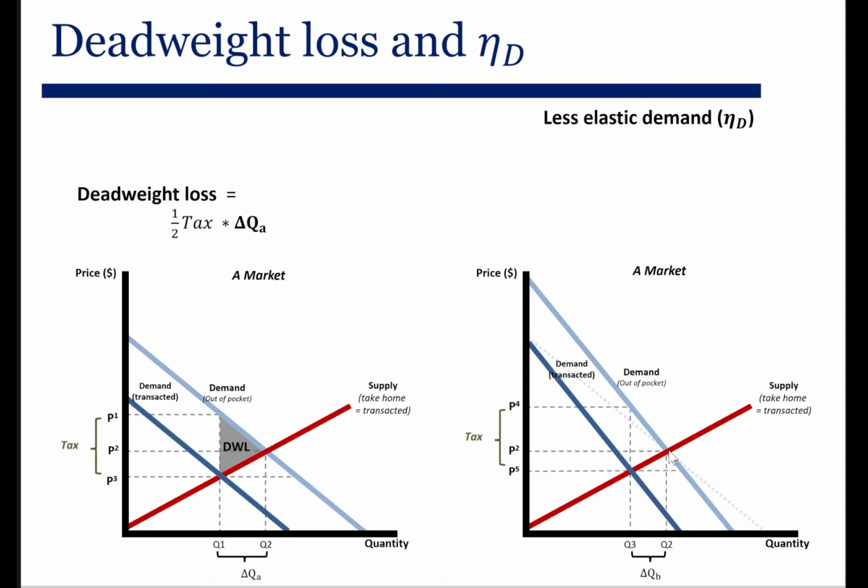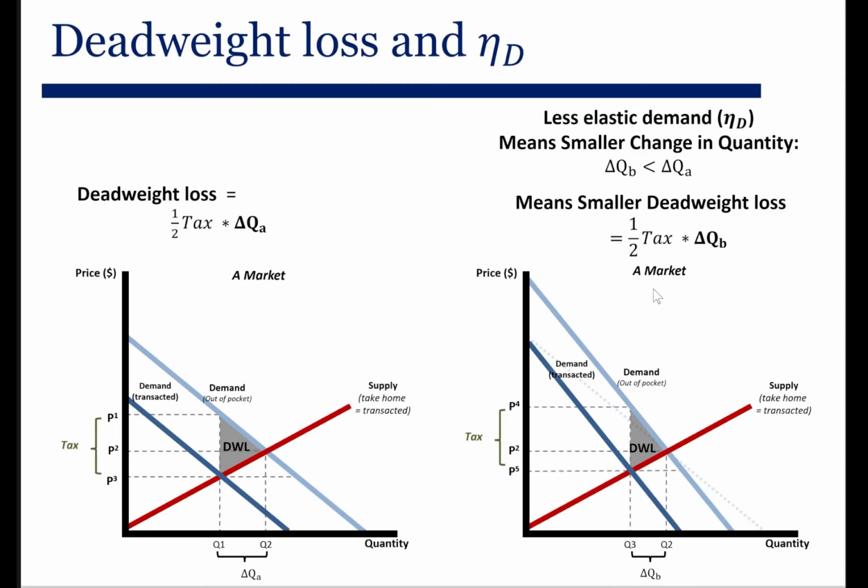So if we have less elastic demand, which we have here, we have the same change, the same tax. This means we're going to have a smaller change in quantity. This change here is smaller than this change here. A change in quantity B is smaller than the change in quantity A. Because we have the same tax and the deadweight loss is 1/2 the tax times the change in quantity, we're going to have a smaller deadweight loss. So smaller elasticities of demand, smaller deadweight loss.